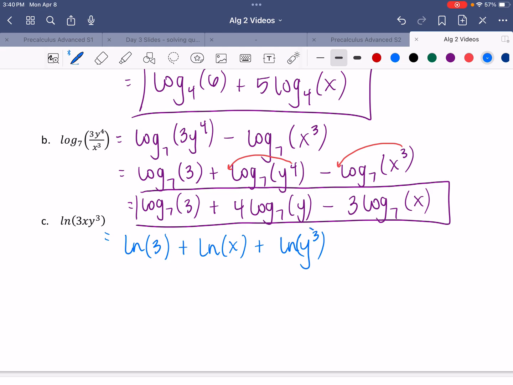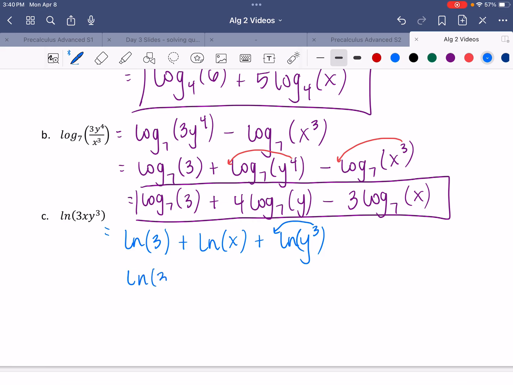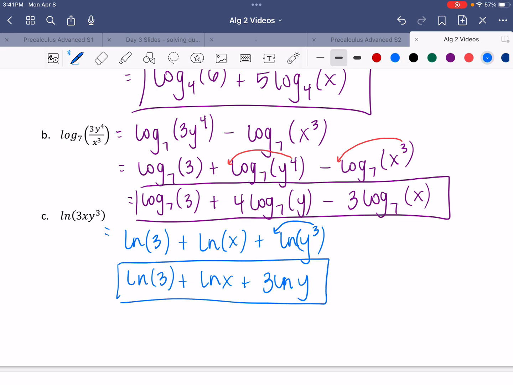And then I'm going to take my exponent and use my power property, or power rule, from above. Natural log of 3 plus the natural log of x plus 3 times the natural log of y. And there we go. Notice we don't want to put the 3 at the front at the beginning. If each of these had a 3 in the front, I would assume that every single argument was cubed when really only the y was cubed.